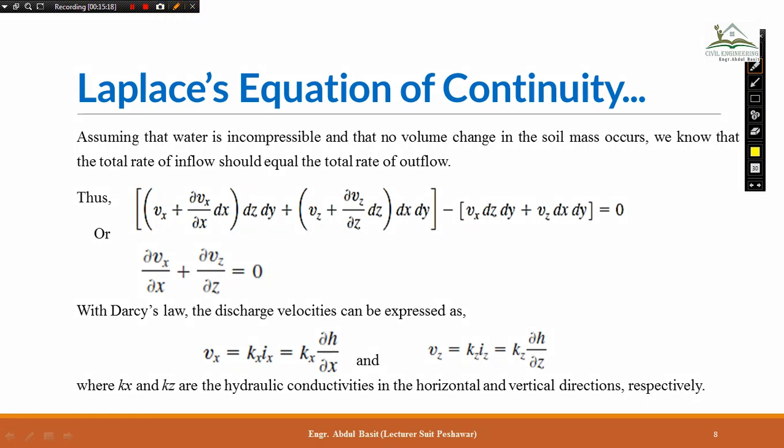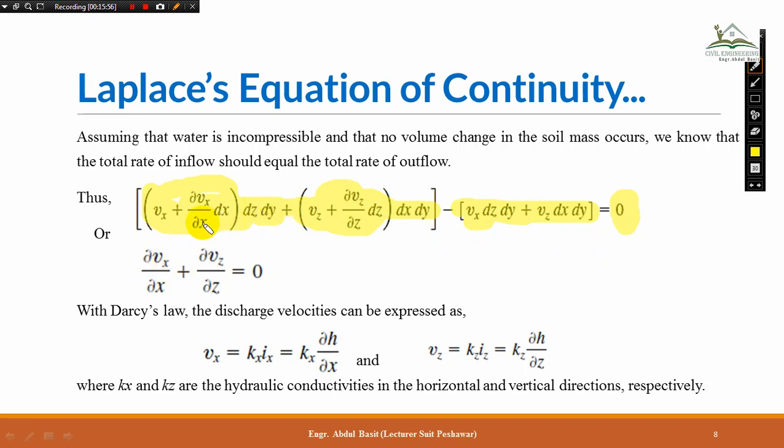Here you can see the outflow velocity, the outflow discharge in the x direction, the outflow discharge in the z direction, and the inflow. So the outflow discharge minus inflow discharge is the difference of the discharge at two different points, and that will be equal to 0. This is shown by the continuity equation. Earlier we have discussed it in fluid mechanics as well.